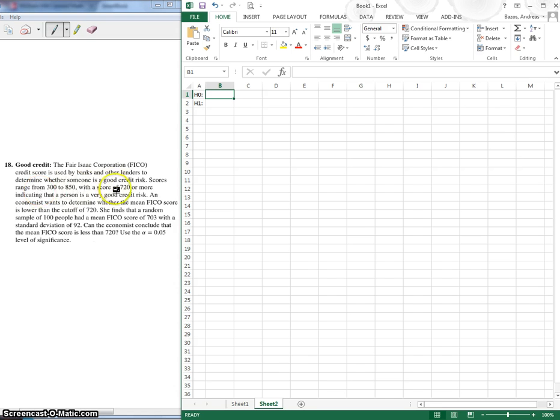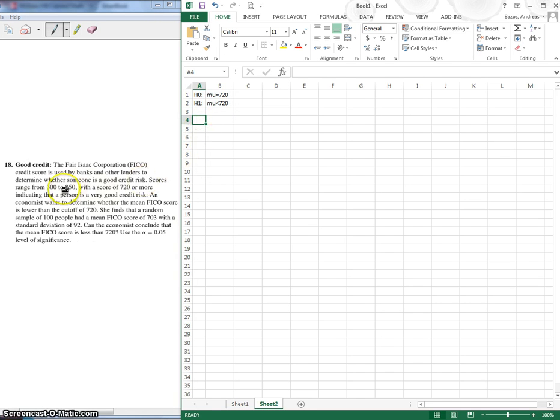We are talking about means, so it says the mean FICO score, so we are talking about mu's. My null is always mu equals something, and we want to determine if it's less than 720. So our null is that mu equals 720. Our alternative is that mu is less than 720. So there's my null and alternative hypothesis. All right, so that sets up what we have.